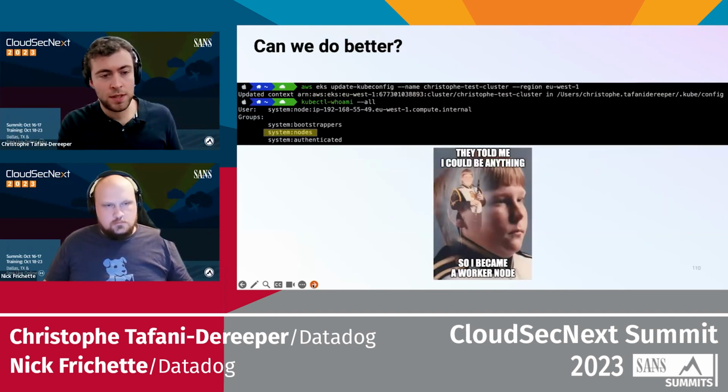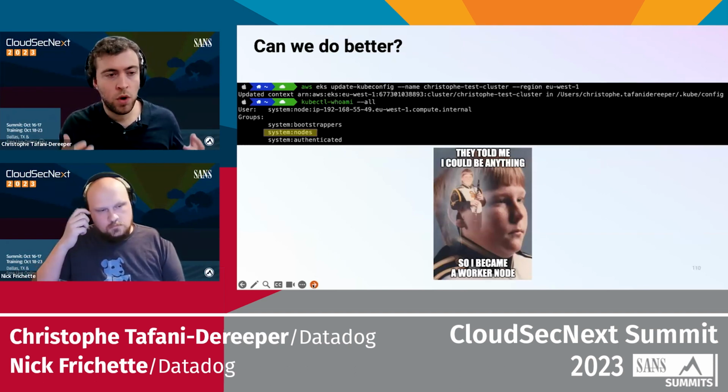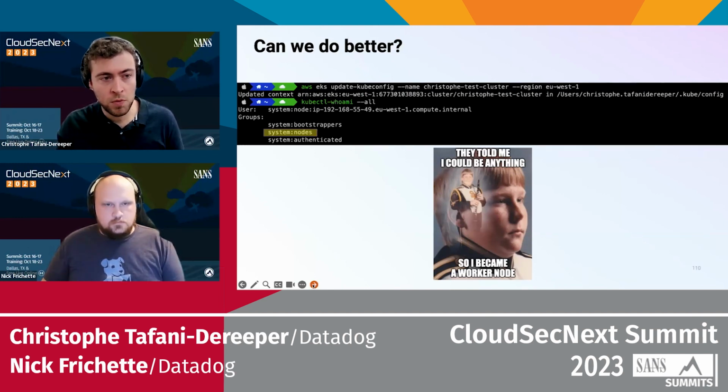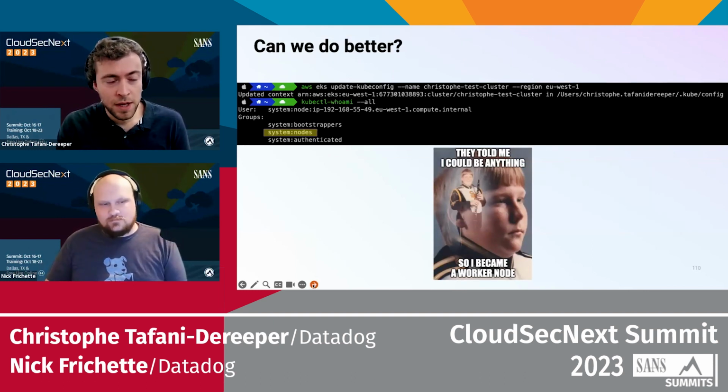Now, if we go back to what Nick was showing us before, we compromise credentials from a worker node, and we are authenticated as a worker node. So we can just use aws eks update-kubeconfig, and if we use kubectl, however you want to pronounce it, we see that we are authenticated as a node. So what can we do from there?